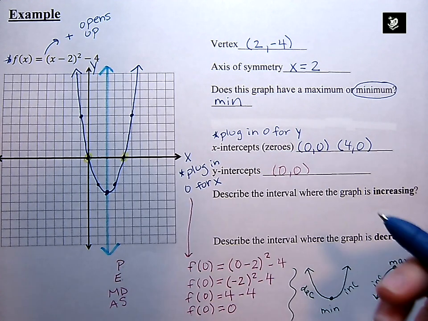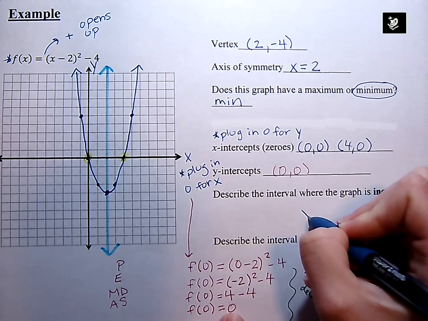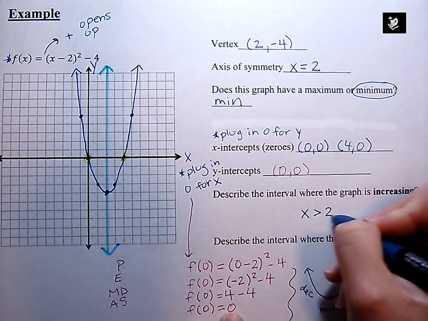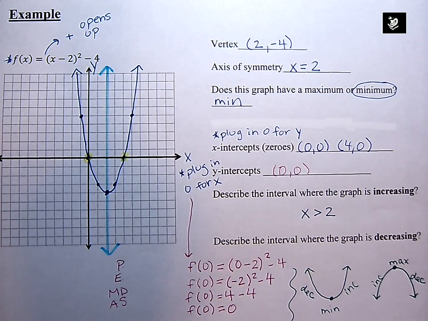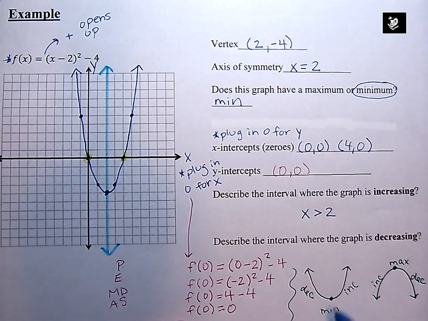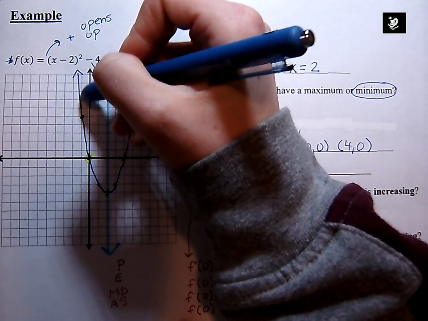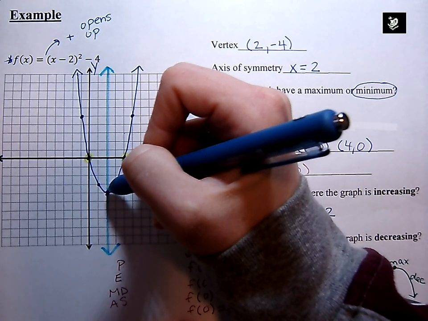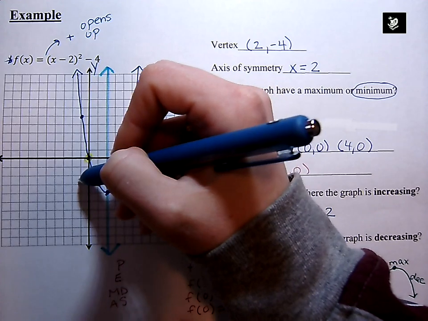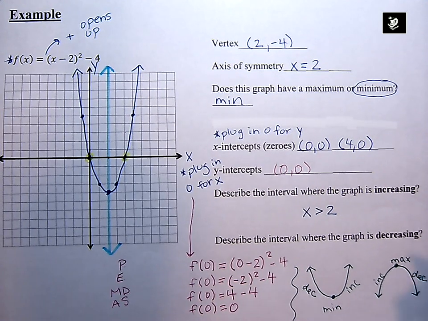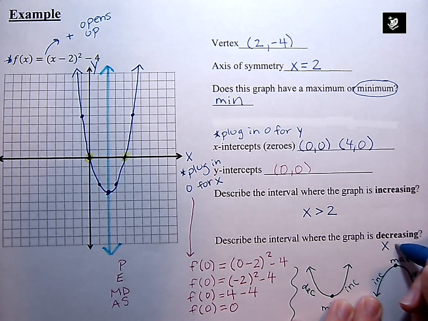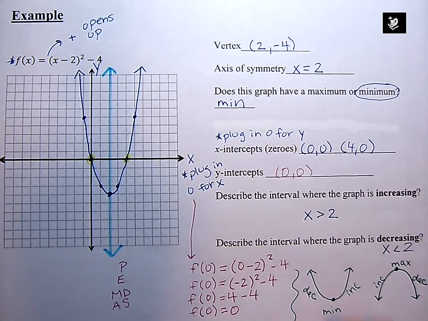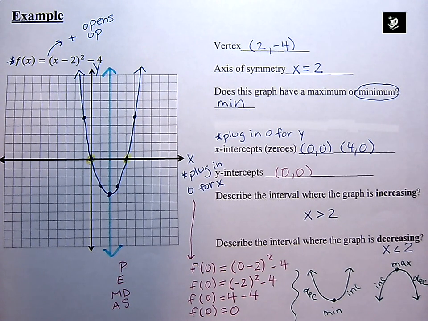So where are we increasing? We're increasing anywhere where x is greater than 2. So there's our inequality. For decreasing, when we have a minimum, it's everything to the left, right? Because we're coming down. So we're coming down and then we're hitting our axis of symmetry, and that's where it goes back up. So anything before this line is where I'm decreasing. So anything where x is less than 2. Okay, so that's what you're going to write for increasing and decreasing.